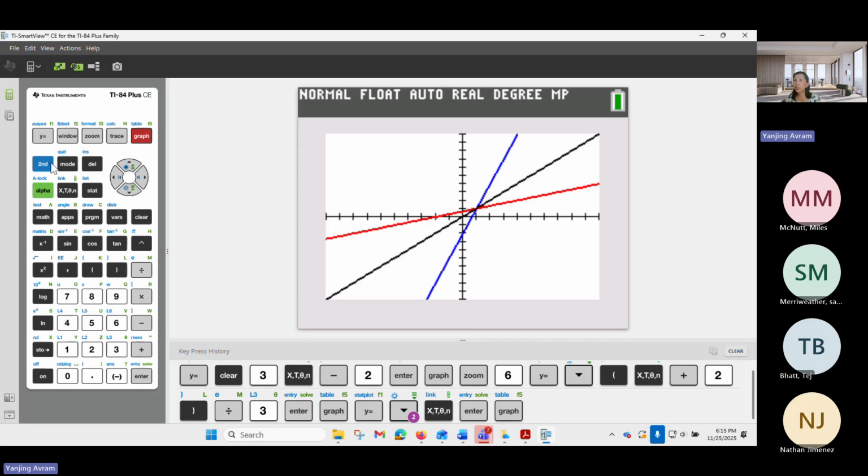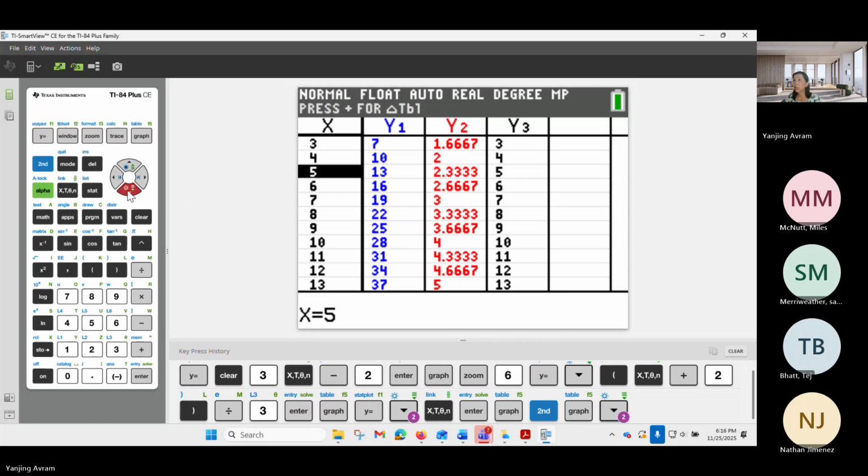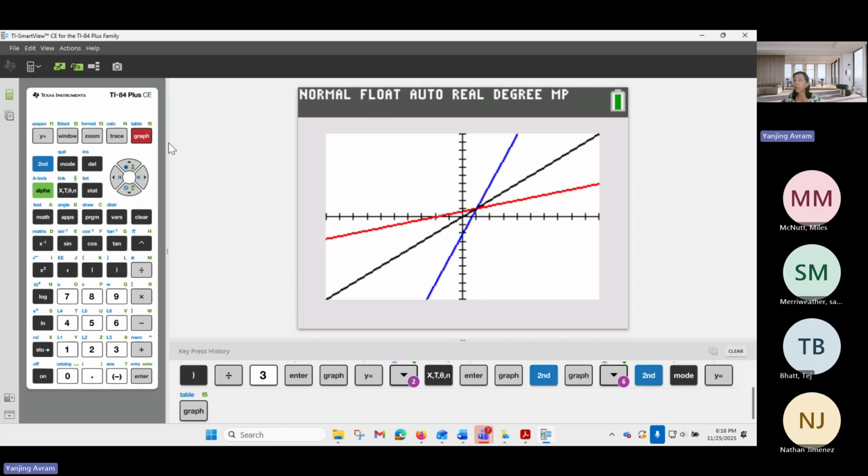If I go to look at my table, you can see x, y1, y2. Well, this is the entire graph, right? So if you look at this graph and then the line y equal to x, they are exactly in the middle. Exactly in the middle here.